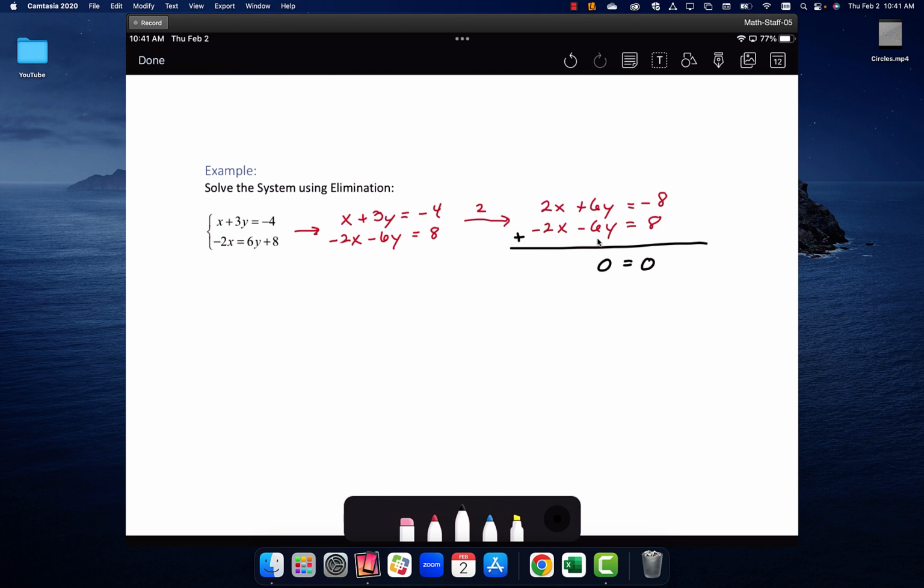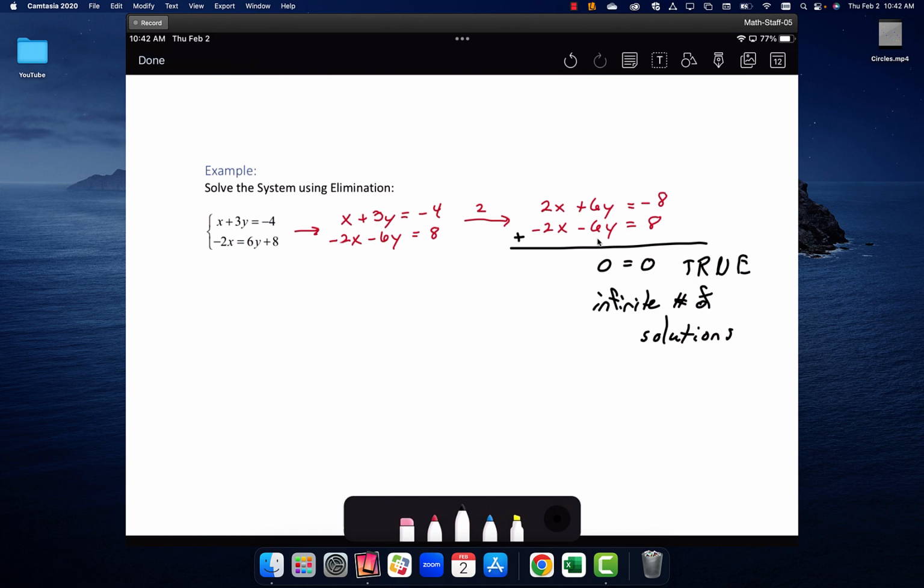And similar to the previous example, the variables disappeared. If that happens, don't freak out. Sometimes it can occur. If both variables disappear, you're going to be left with a statement. That statement is either true or false. In this case, this is a very true statement, right? 0 is always equal to 0. So that means there's an infinite number of solutions. And the reason it's an infinite number of solutions is because the lines are the same. They're coincident. They're intersecting each other at an infinite number of places.